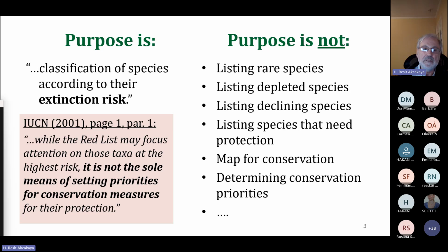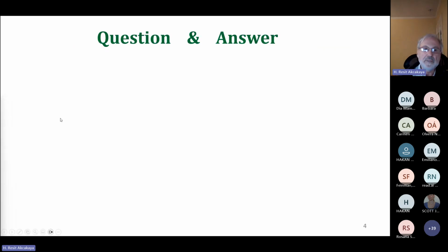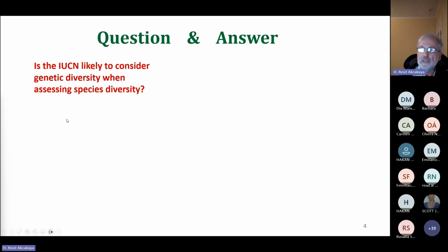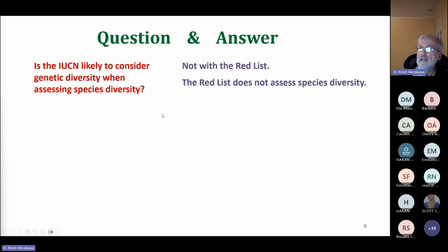As I said, I started with this important point because there are usually questions related to this, and there were several in this round as well. So I'll go through these questions and answer them. For instance, one question was, is the IUCN likely to consider genetic diversity when assessing species diversity? The obvious answer is, I don't know what IUCN is likely to do, but not with Red List, because Red List does not assess species diversity. Red List only assesses species extinction risk.